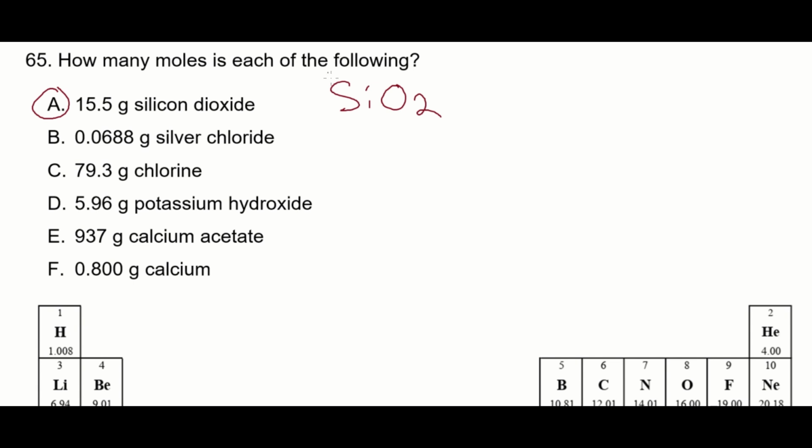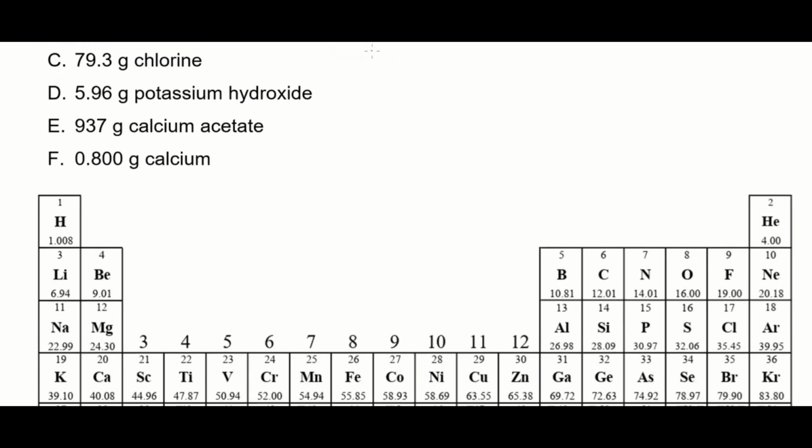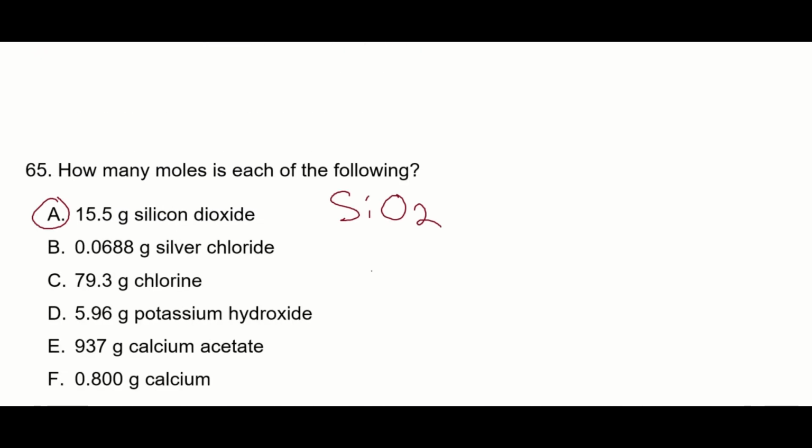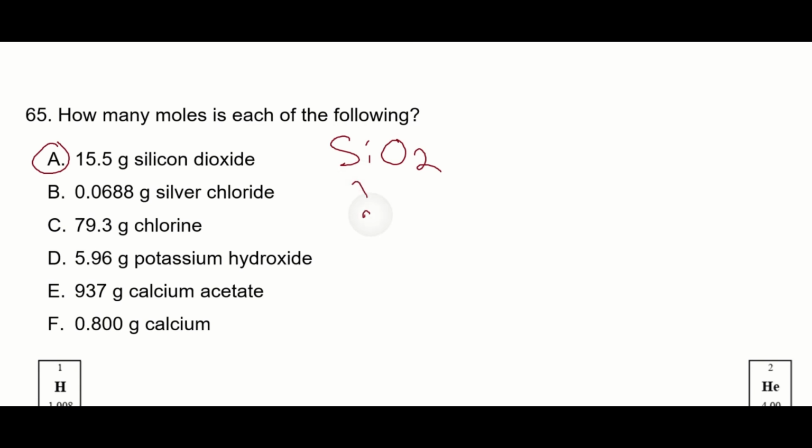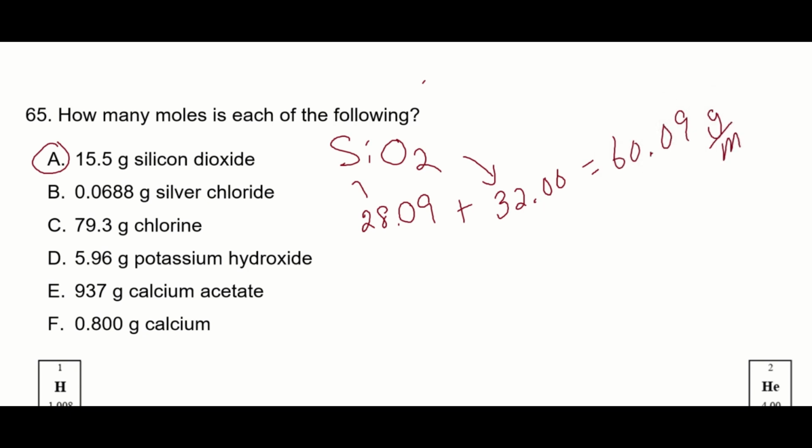Let's go to 4 sig figs and we can round down to 3, because all these numbers given have 3 sig figs. 28.09. Let's add that to 32.00, because there's 2 oxygens. So that's going to give us 60.09 grams per mole as the molar mass for silicon dioxide. Not going to circle that, because we're going to use that to convert the 15.5 grams into moles.